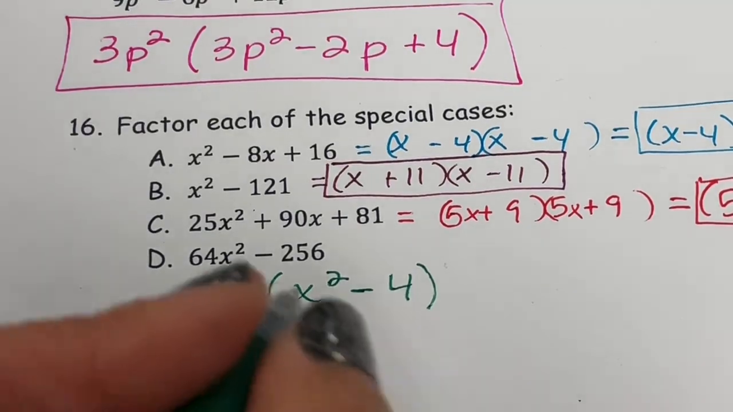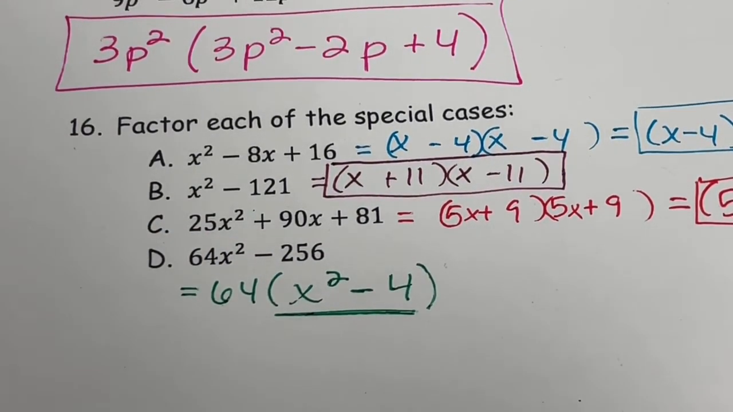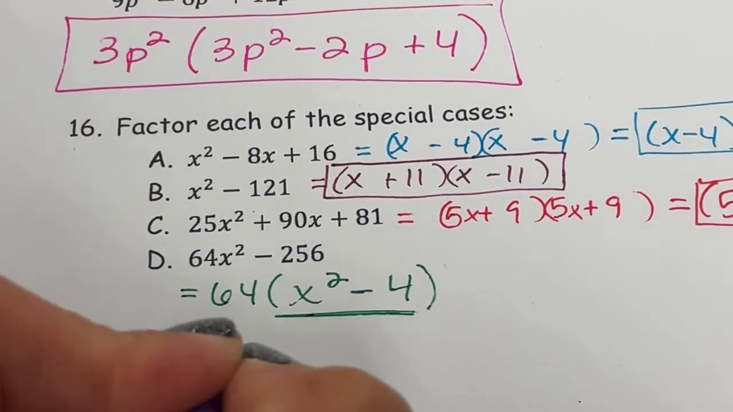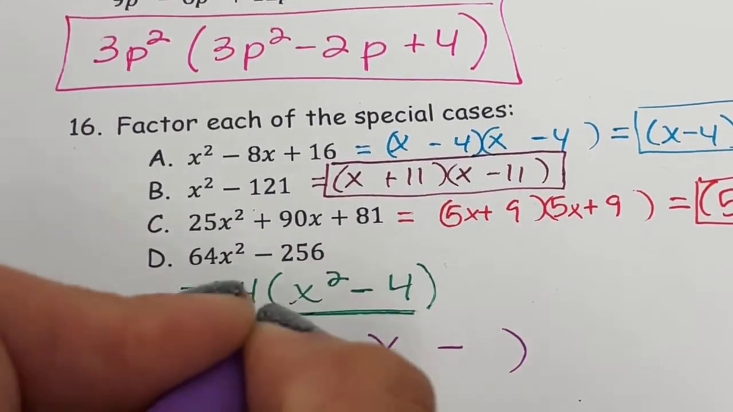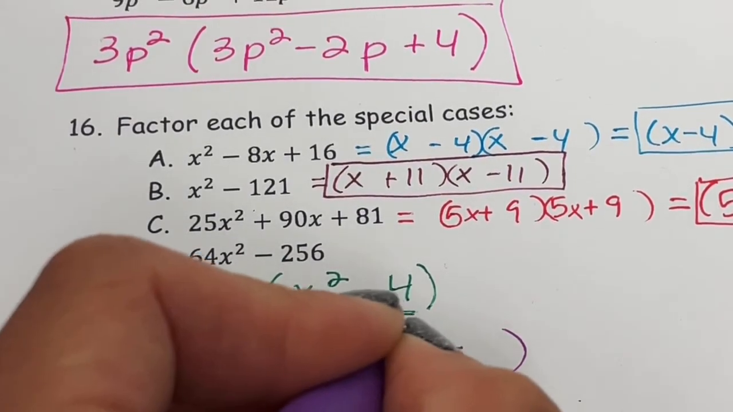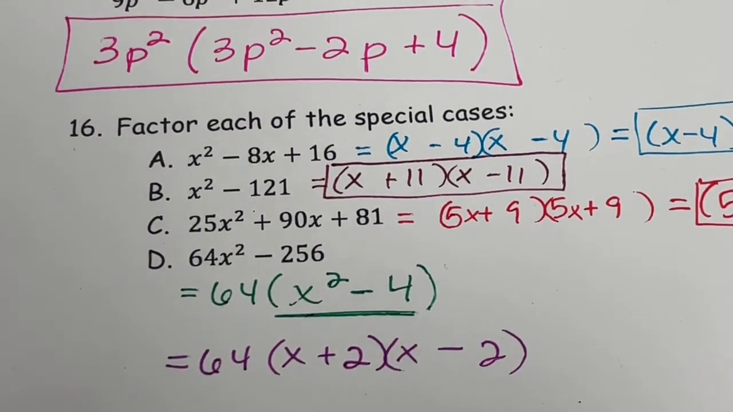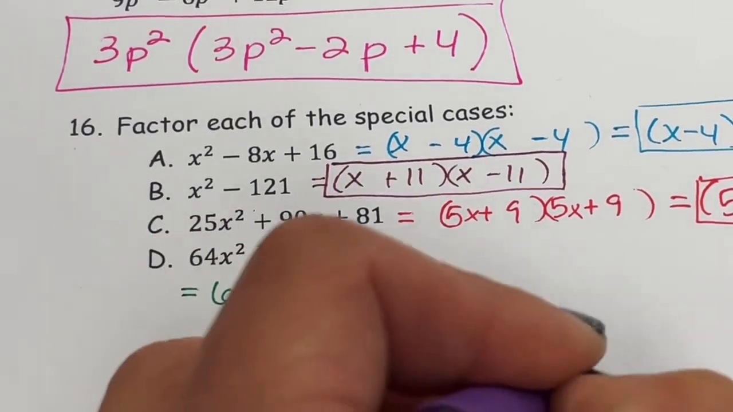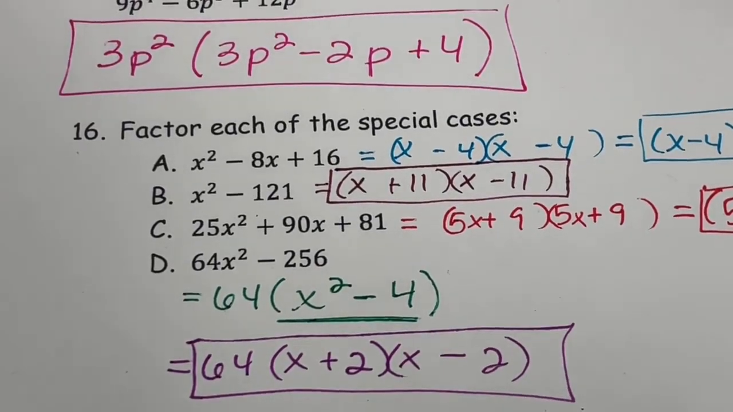All right, so now x squared minus 4, that's a difference of two perfect squares. So we have that 64 out front, and that factors down 1 plus 1 minus. The square root of x squared is x. The square root of 4 is a 2. So 64 times x plus 2 times x minus 2. And that's 16. Turn the page.